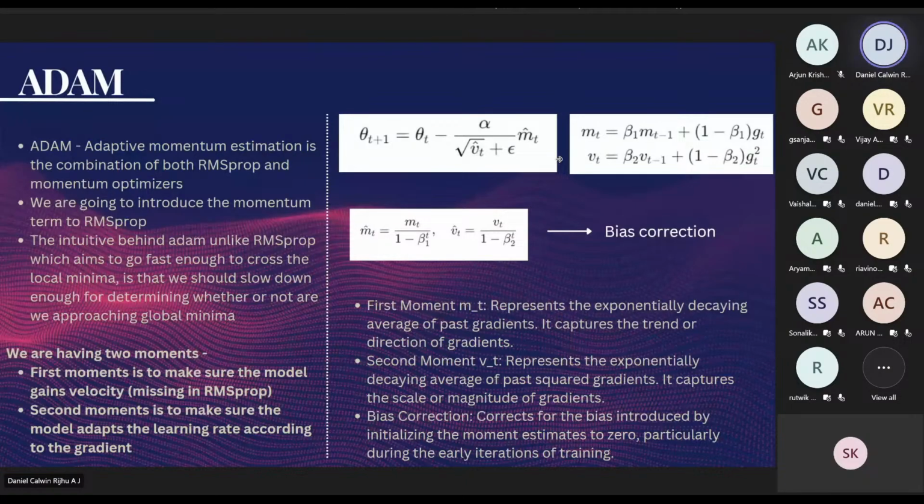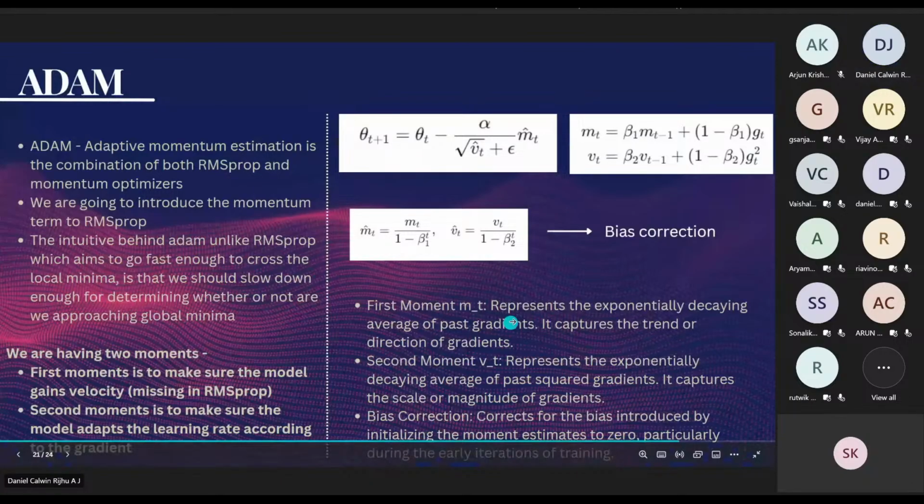And we have an extra step over here, which is going to be the bias correction. Bias correction is just the correction of bias which is introduced by the initialization of momentum estimates to zero. Especially, it's going to be done during the early stages of training, and it has a separate formula, which is m hat t is equal to mt divided by 1 minus beta 1 to the power t, and the same goes for vt as well. We have separate coefficients for retaining the moments, which is beta 1 for the first moment and beta 2 for the second moment. So that's it about the Adam operator as well.